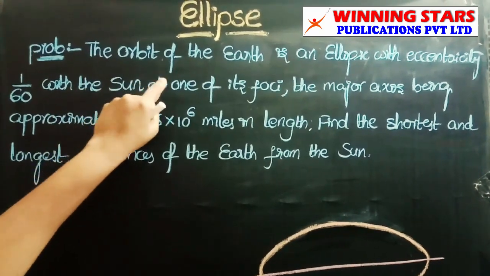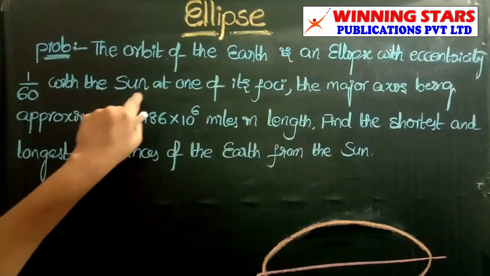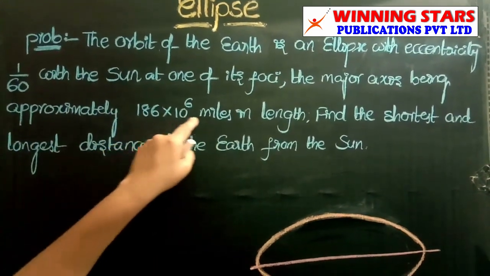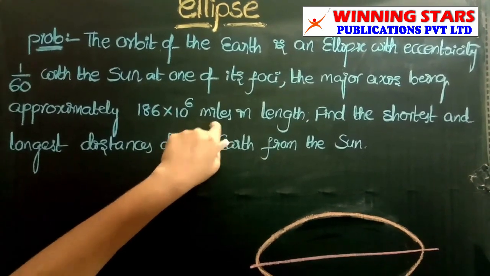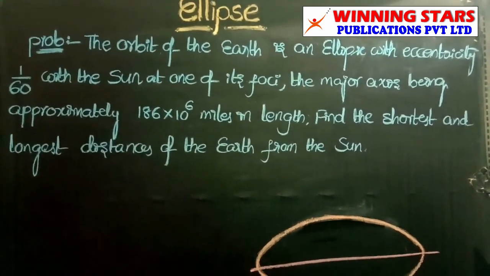First problem. The orbit of the Earth is an ellipse with eccentricity 1 by 60 with the Sun at one of its foci, the major axis being approximately 186 into 10 power 6 miles in length. Then find the shortest and longest distances of the Earth from the Sun.